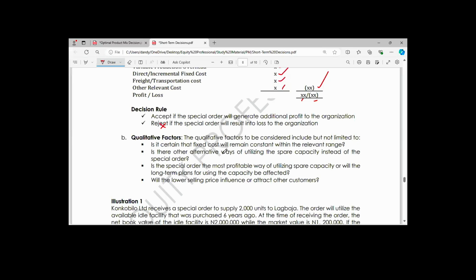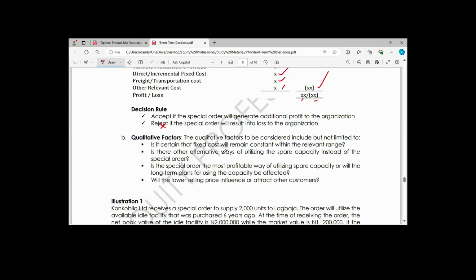Then number two factor you need to consider is whether there are any alternative ways of utilizing the spare capacity instead of the special order. There may be a more profitable way, another way of utilizing the spare capacity, okay? There may be a better way of utilizing the spare capacity instead of the special order. So all this, you also need to consider that, okay?